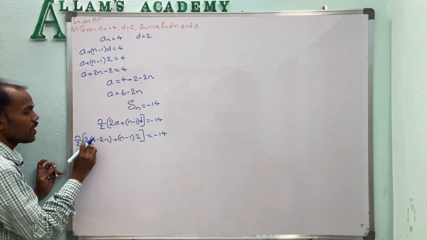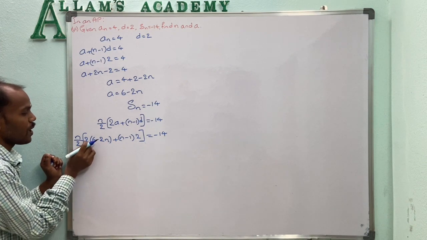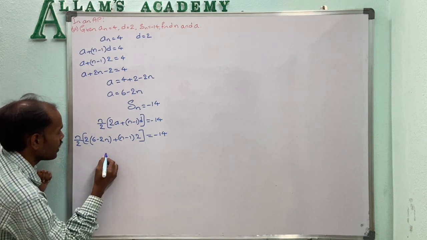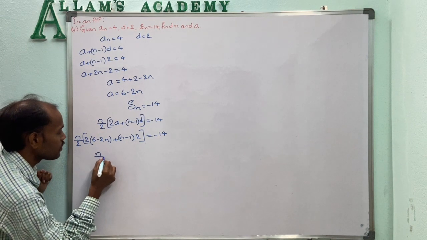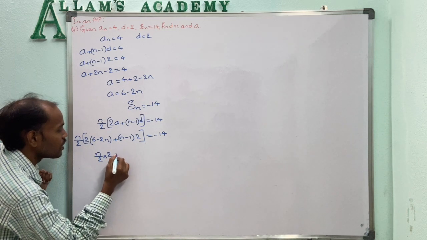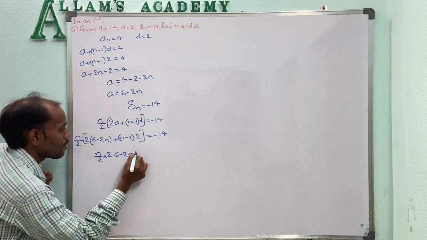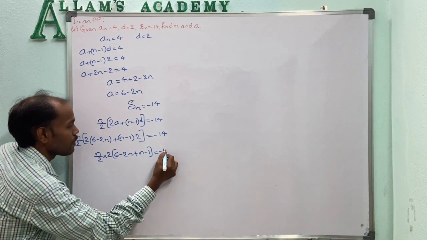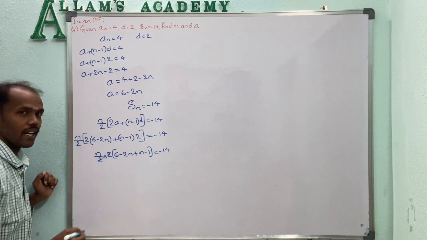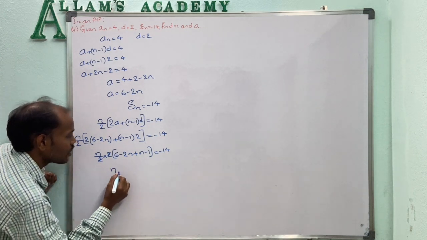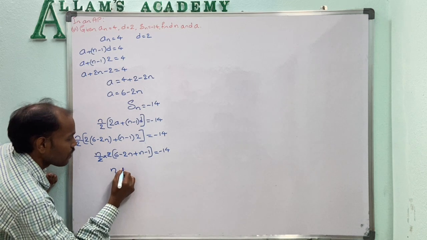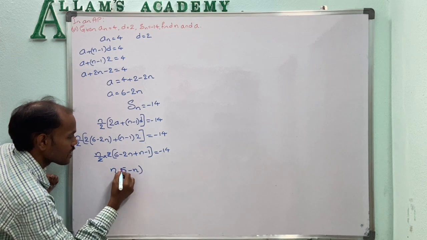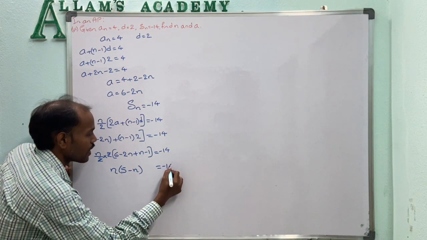Now if we observe, 2 is common there, so the 2 will be taken outside. So n by 2 into 6 minus 2n plus n minus 1 is equal to minus 14. Now 2 gets cancelled. So n into 6 minus 1, 5, minus 2n plus n, that is nothing but minus n, is equal to minus 14.